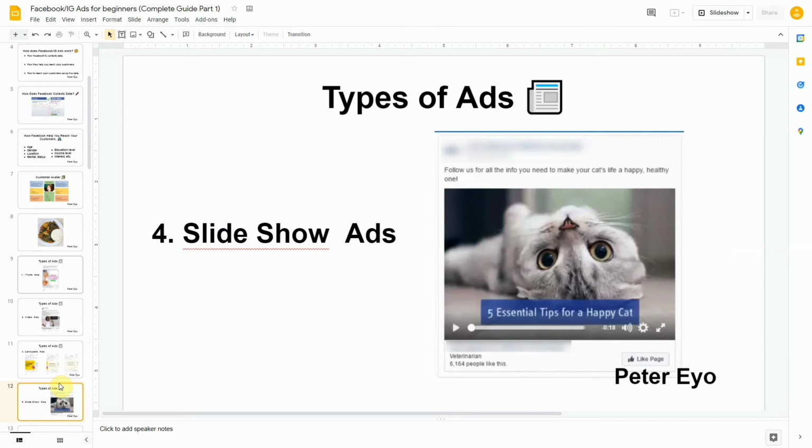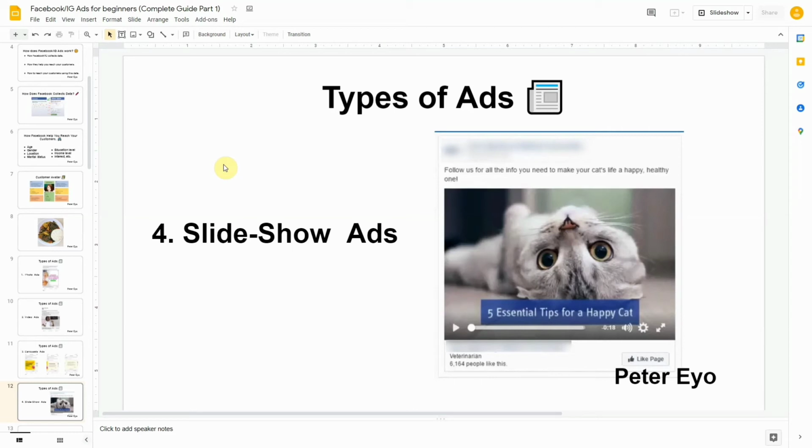This is just a combination of different photos in a video format. It is the same thing as video ads, but this is just a combination of photos. So what you want to do is to select the photos you want to use, and then Facebook will help you create a slideshow. I only recommend this if you're an expert and you understand how this works.